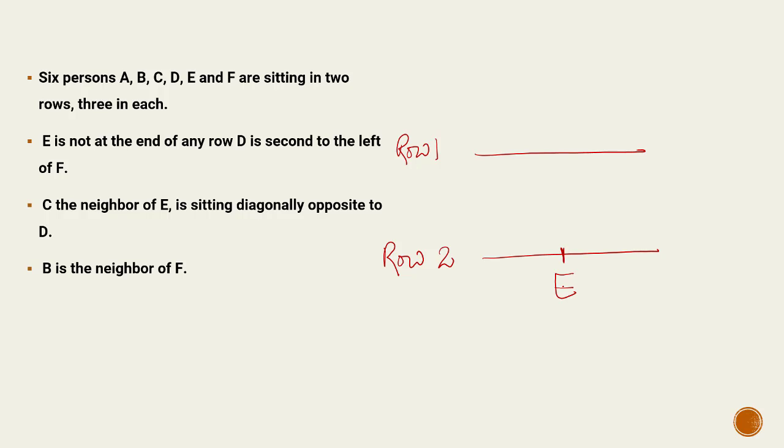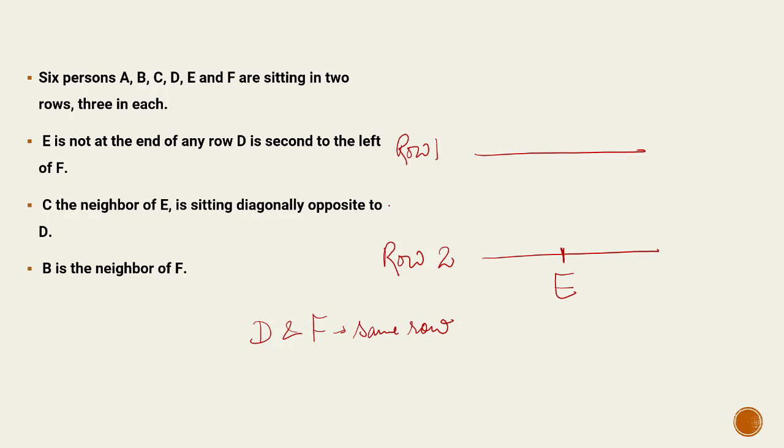D is second to the left of F. That tells me that D and F are in the same row. But we have to see whether row 1 or row 2. C, the neighbor of E, is sitting diagonally opposite to E. Now C is neighbor of E. That means C would come in row 2 because I have placed E in row 2. And that also tells me that D and F cannot be in row 2. They have to be in row 1.